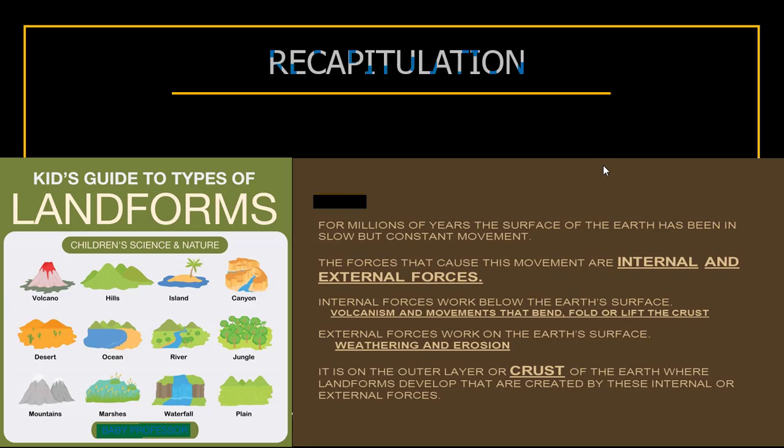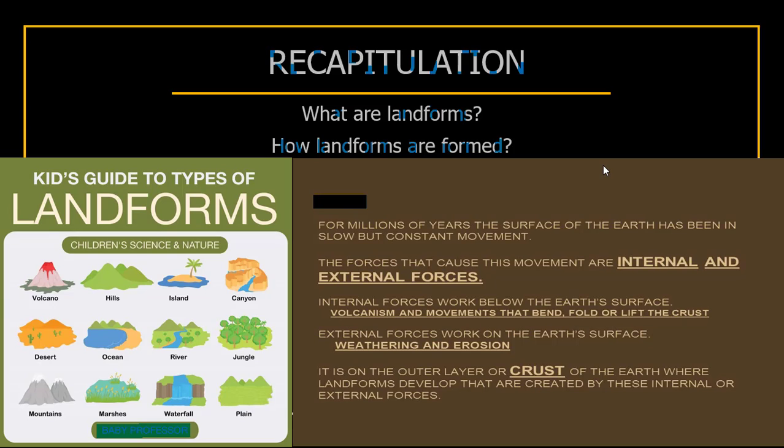Now, at the end of the lesson, we will recapitulate our topic. We learned what landforms are and how landforms are formed. As you look in the picture, these are examples of landforms: volcanoes, hills, islands, canyons, deserts, oceans, rivers, jungles, mountains, marshes, waterfalls, and plains. These all are major types of landforms, but in this chapter we will discuss only four types of landforms.